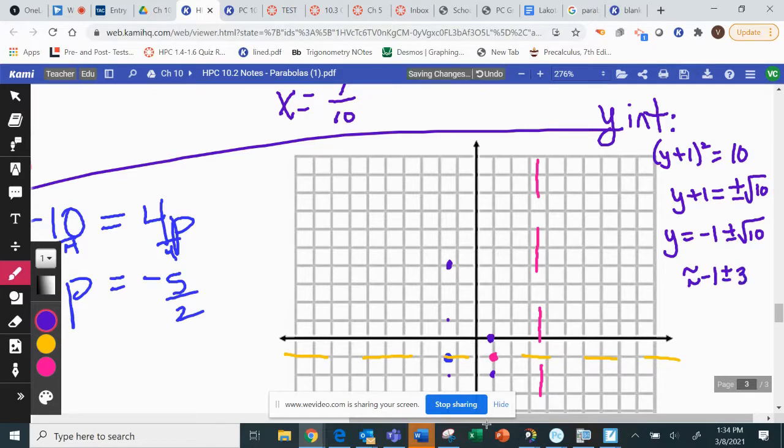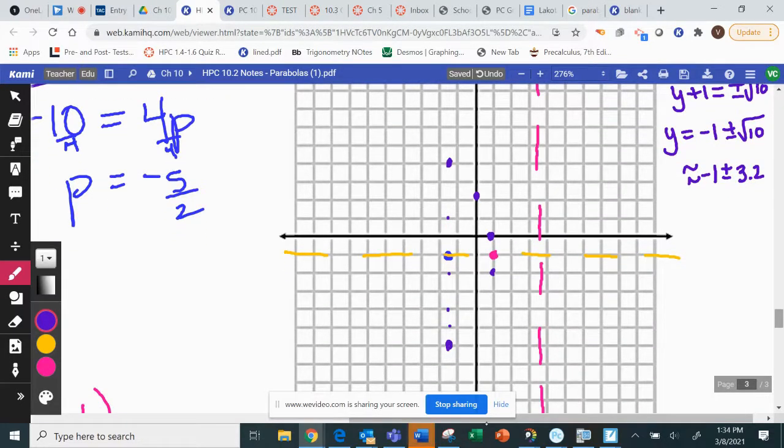Square root of 10, what is that? 3.2? It's right over 3. I mean, how accurate can I really draw it? So that would be at like 2.2. That looks good. And then mirror that at -4.2. That looks pretty good. Ugh, that was a terrible graph.